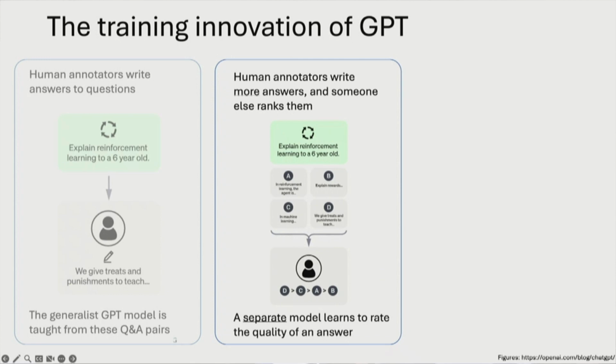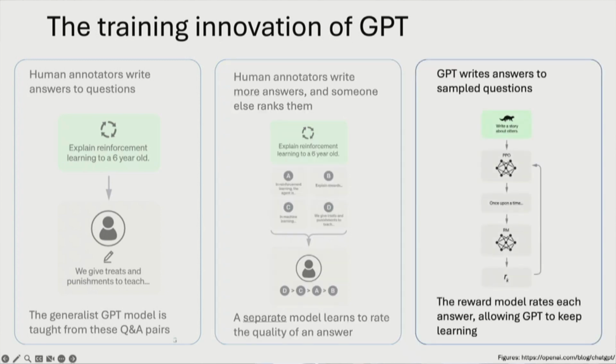In the second step, human annotators write more answers to the same questions so that we have a handful of answers for every single question. And somebody else ranks the quality of those answers from best to worst. OpenAI trains a completely separate model which learns to rate the quality of the answer based on the question. Again, this model is actually separate from GPT, and it's not writing anything. All it does is take in a question and a response and give some type of score indicating how good that response is. This is called the reward model. It rewards GPT for good answers.